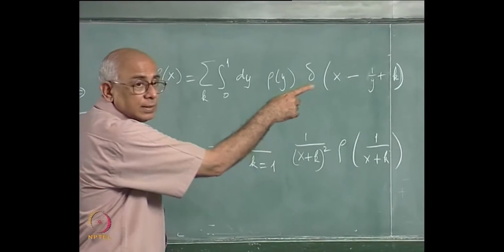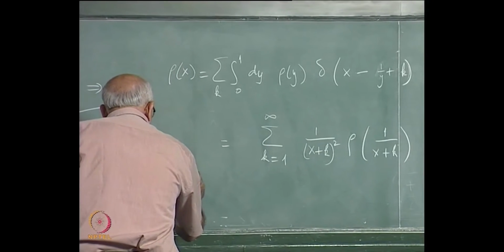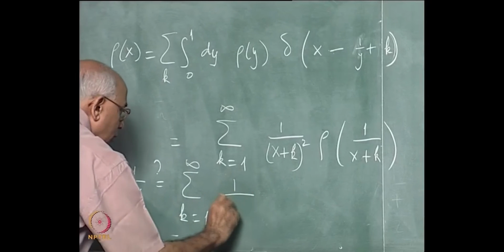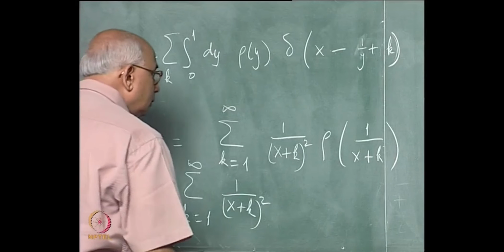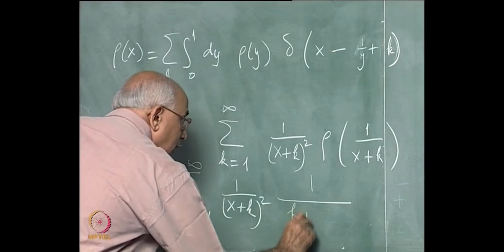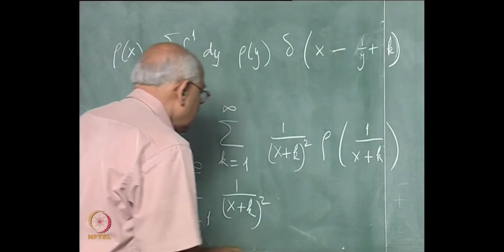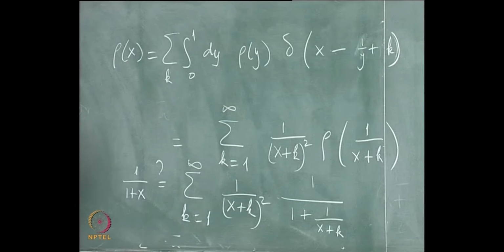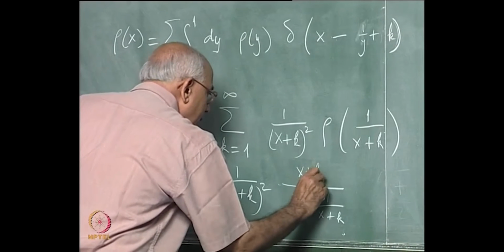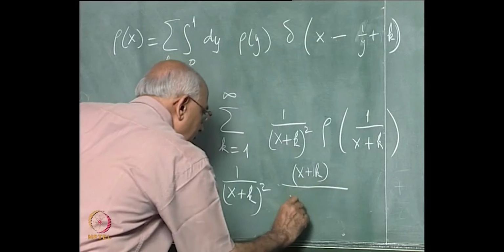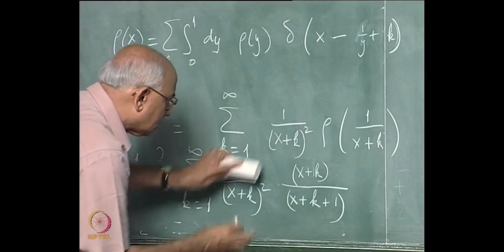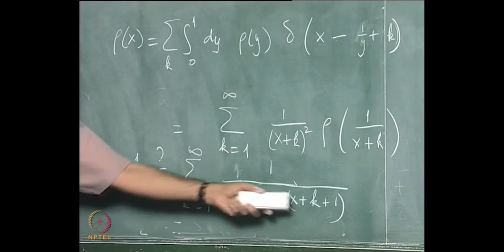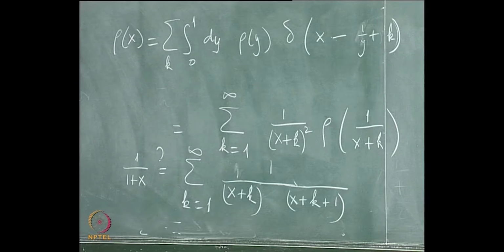So the question we are asking is, the log 2 cancels out on both sides, it is a homogeneous equation. So the question we are asking is: 1 over 1 plus x, question mark, equal to the sum from k equal to 1 to infinity of 1 over x plus k the whole squared, times 1 over 1 plus 1 over x plus k. So you can see that this becomes x plus k on top and this becomes x plus k plus 1, and one of these factors cancels and you get this. That is a convergent sum because it is going like 1 over k squared, so it converges faster than 1 over k. So the question is, is this true?